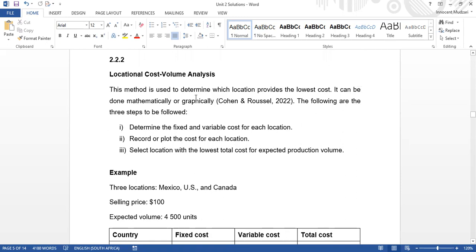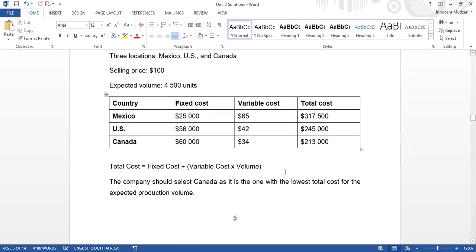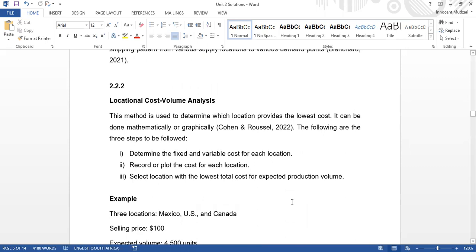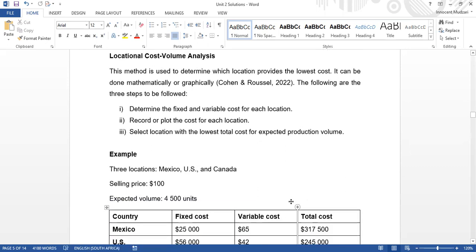So we see here the locational cost volume analysis is used to determine which location provides the lowest cost. We need to select that location which has got the lowest total cost. So if you look at the total cost, you can see that Canada is the location that has got the lowest cost. So the company should select Canada as it is the one with the lowest total cost for the expected production volume. Okay, right, so this is how we use the locational cost volume analysis.